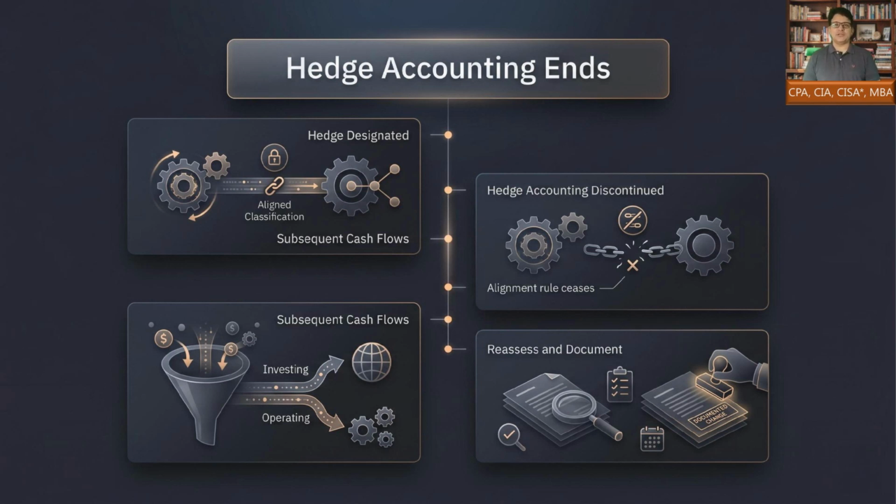That is why documentation is important. The preparer must identify the date of discontinuance and classify cash flows after that date consistently.